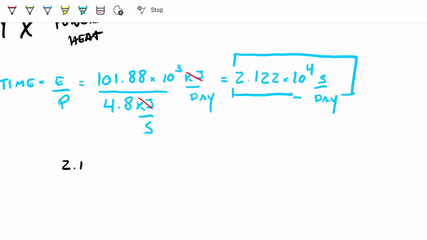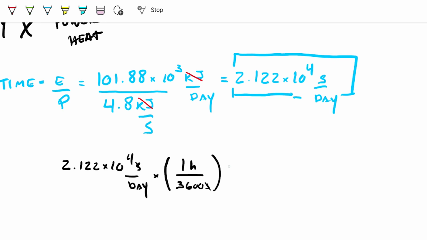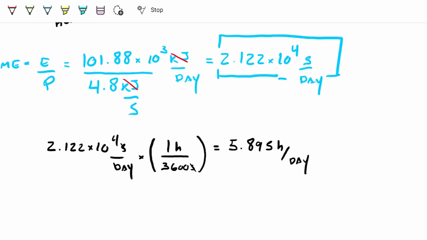If I know it operates 2.122 times 10 to the 4 seconds per day, and I happen to know that 1 hour has 3,600 seconds, then I can remove the seconds and I'll be left with 5.895 hours per day, which happens to be exactly what we were looking for. Right? So this heat pump, to keep my house at 25 degrees Celsius in a winter day in which the outside is at 2 degrees Celsius, needs to operate only for about a quarter of the day, right? About 6 hours out of the 24 hours of the day.